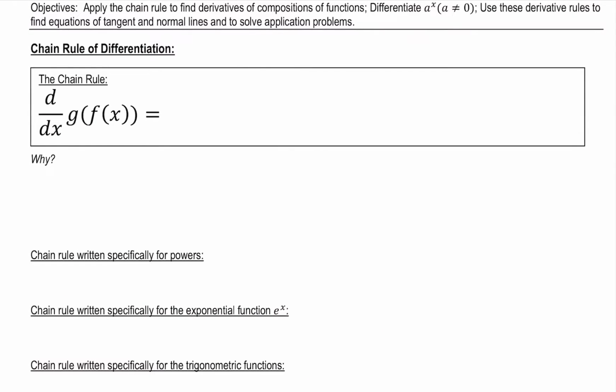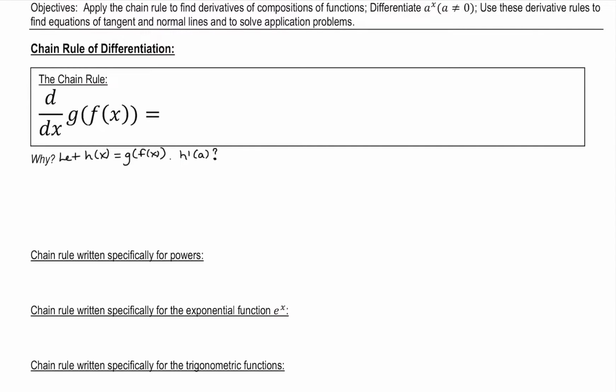Suppose I have some function, so let's just let h of x be this composition, g of f of x. And suppose that I want to find h prime, the derivative of this composition function, evaluated at a specified point. So suppose I want to figure out what is h prime of a.